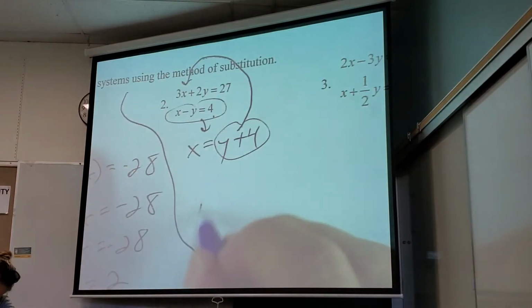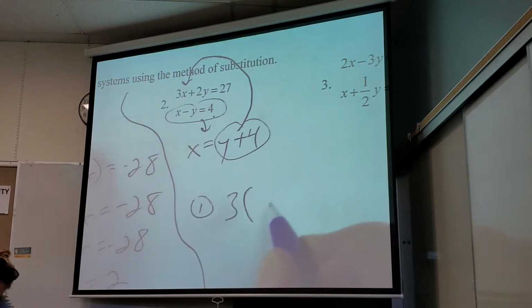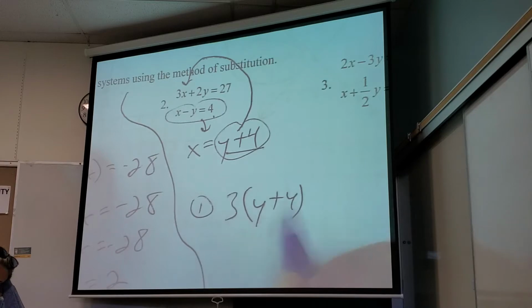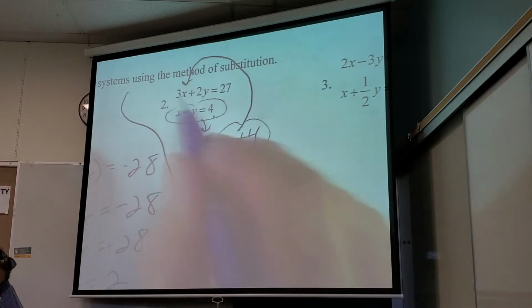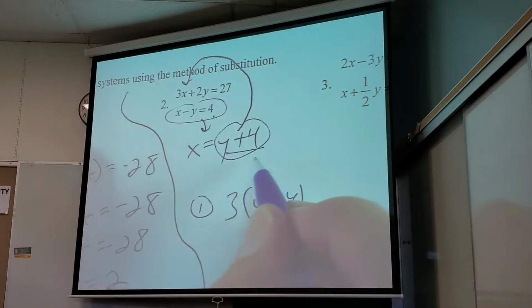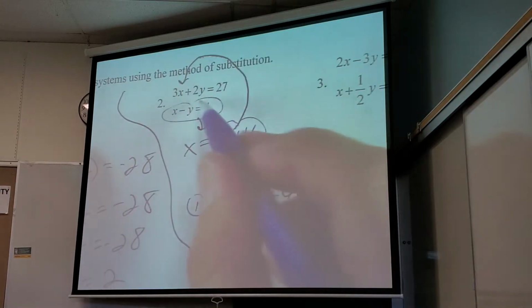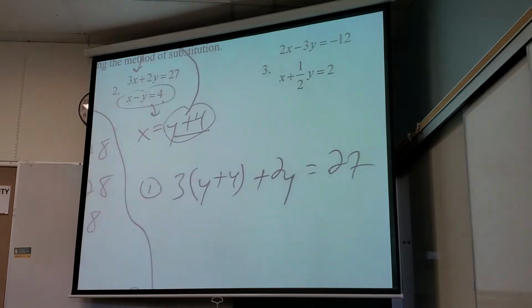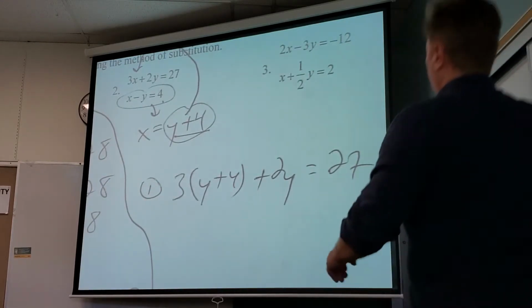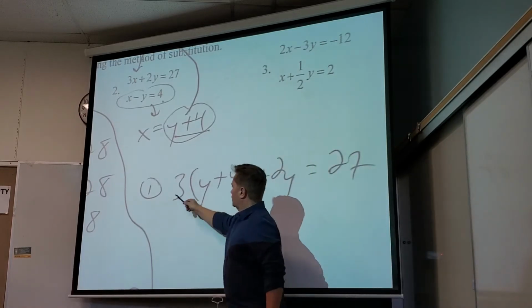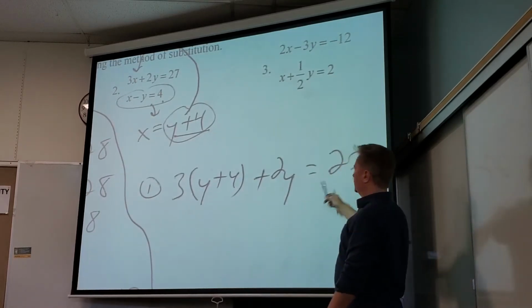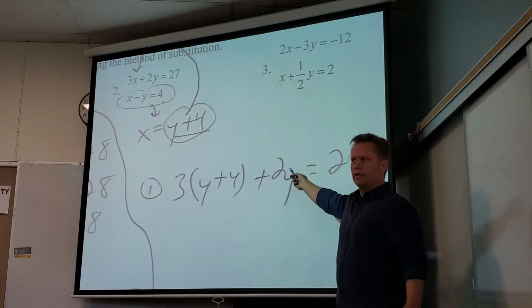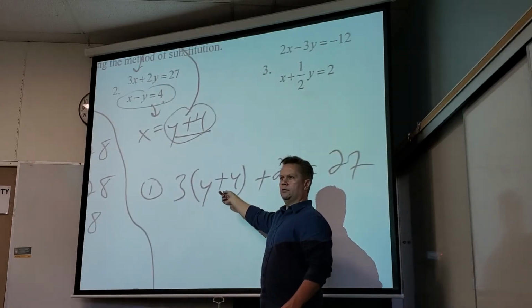So I can rewrite the first one how? 3 times y plus 4, because that's what x is. X is this, so I can rewrite the first one as 3 times y plus 4, that's what x is, plus 2y. Good. Right? So what's the first equation say? It says 3 times x plus 2y equals 27. That's exactly what I wrote, because x is this, right?